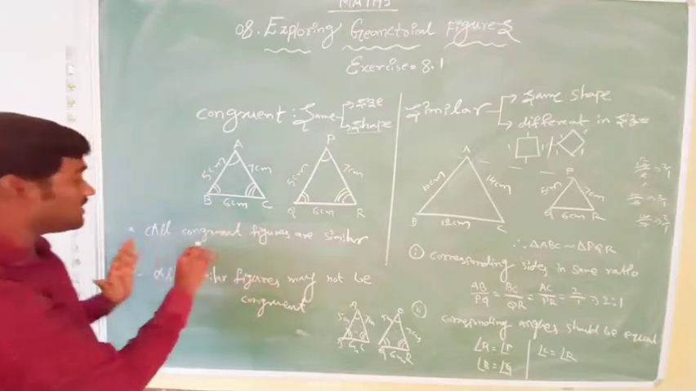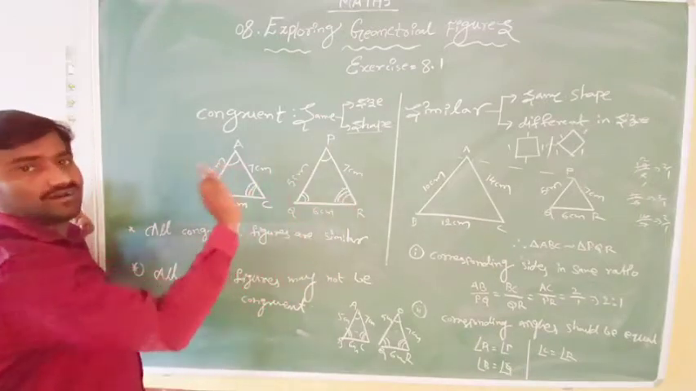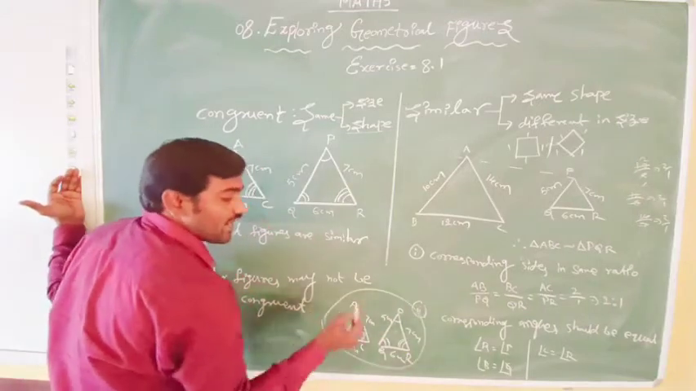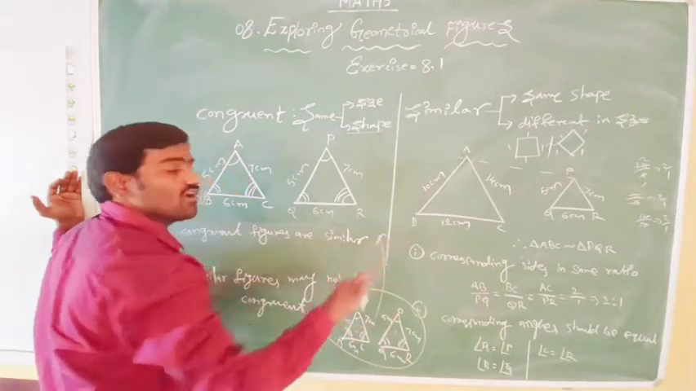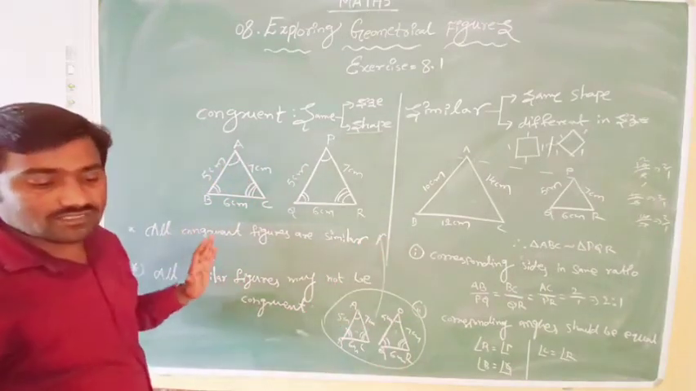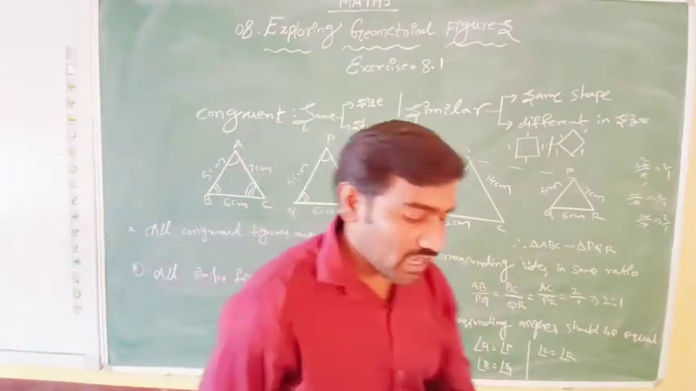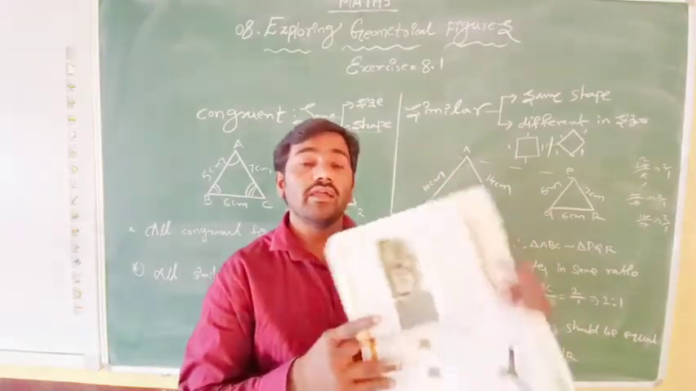So remember only these things. All congruent figures are similar, but all similar figures are not congruent. There are some similar figures like this example. Suppose I have taken here triangle ABC similar to triangle PQR. In this condition, they are congruent. So you just remember, if you move or rotate or flip of a congruent figures, always a congruent.